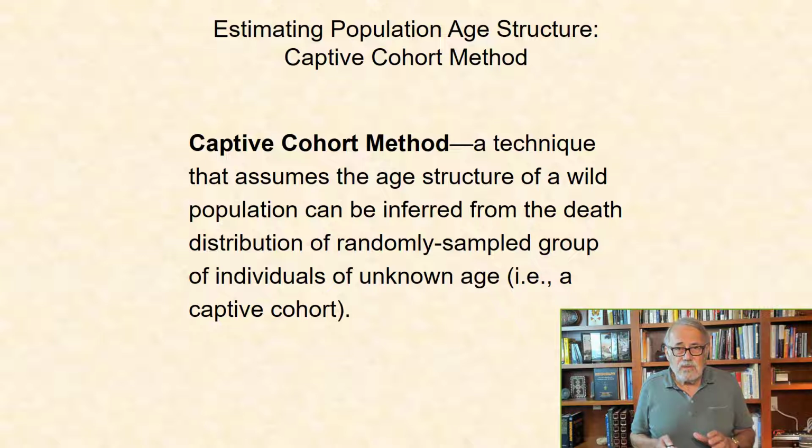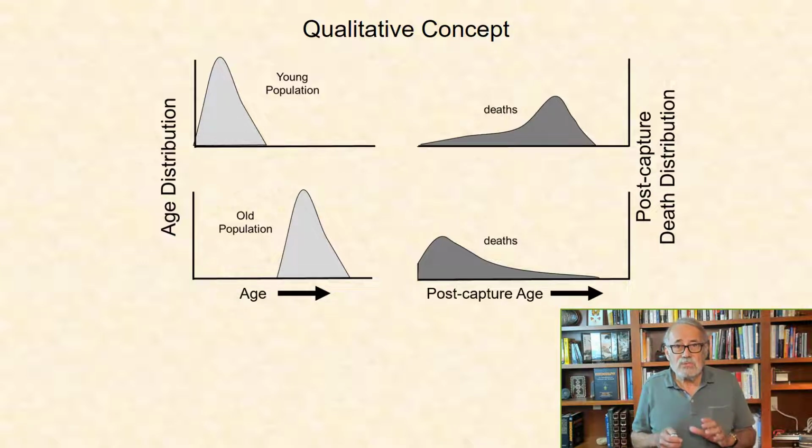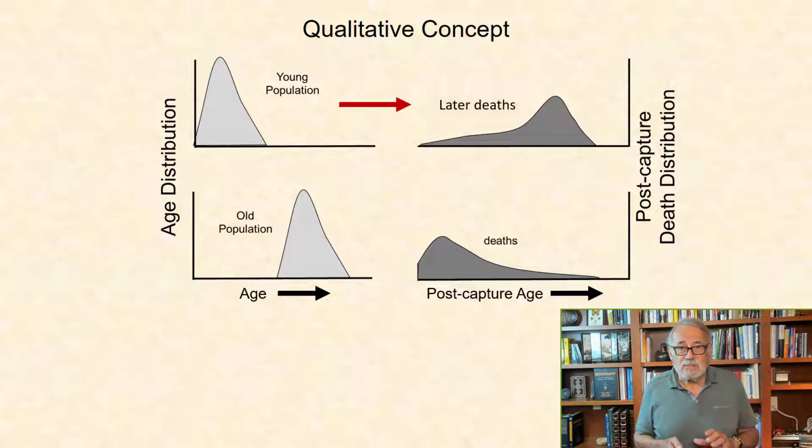The qualitative concepts are shown here, where on the left set of graphs is the population age distribution, and the right set is the post-capture age of the death distribution. The top graph illustrates the age structure of a young population in which the death distribution of the population sampled as a captive cohort is skewed to later captive ages because they are mostly young individuals that have much life remaining.